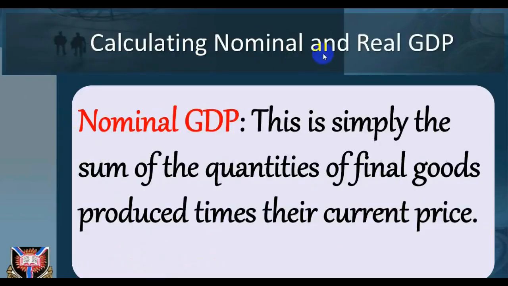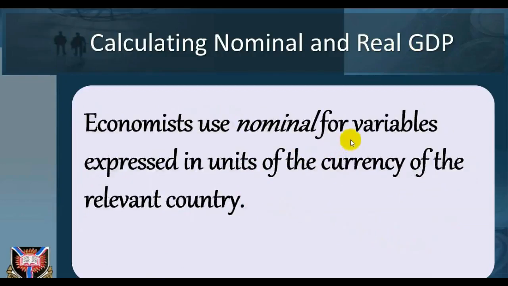Calculating nominal and real GDP. Nominal GDP is simply the sum of the quantities of final goods produced times their current prices. A warning is in order here. People often use the word nominal to denote small amounts. Economists use nominal for variables expressed in units of the currency of the relevant country.